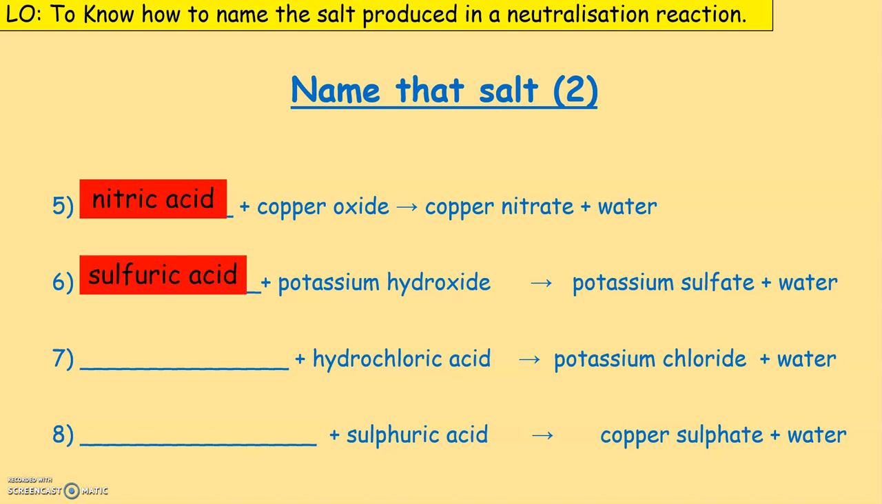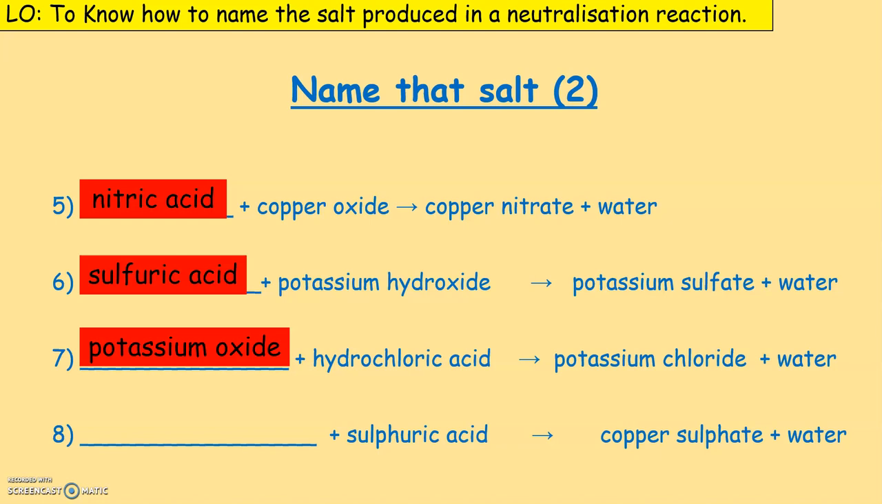Next one, our product is potassium chloride, and the acid that sounds like that is hydrochloric acid. But one thing I didn't mention is what our base is. This time, remember, we're looking for the base, so it's very important that you're very careful spotting it. And we know that our base is potassium oxide.